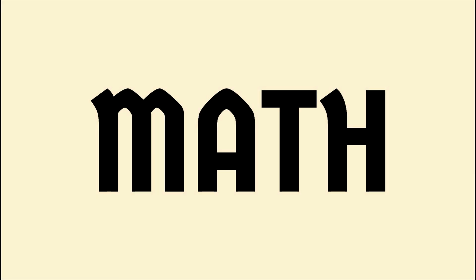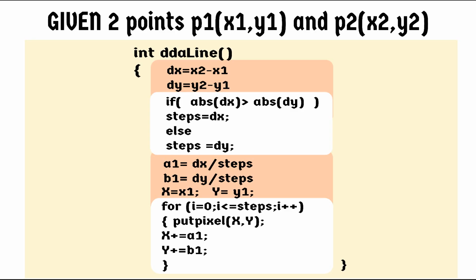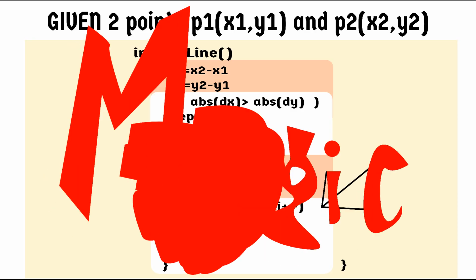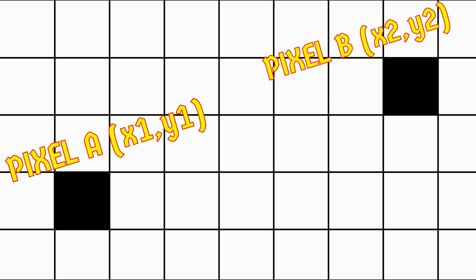Well, this is where math comes in, or speaking more specifically, this is where the DDA Line Drawing Algorithm comes in. This is the algorithm and let me explain to you its magic. Let's take this coordinate system for our example. Here we need to draw a line from point A to point B. Pixel A is at x1, y1 and pixel B is at x2, y2. Here we need to start selecting pixels from point A and move towards point B.